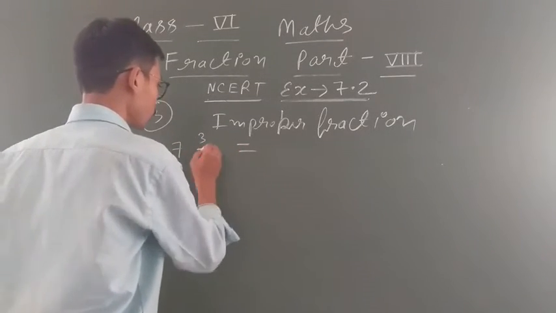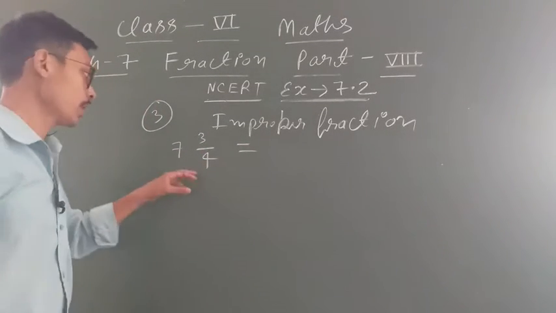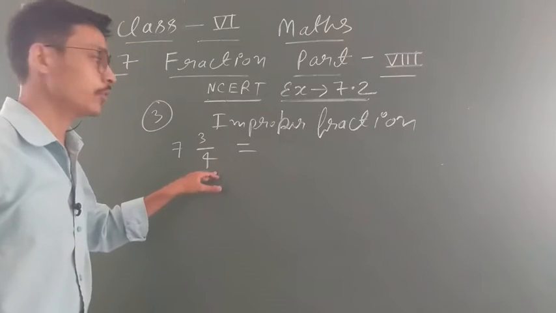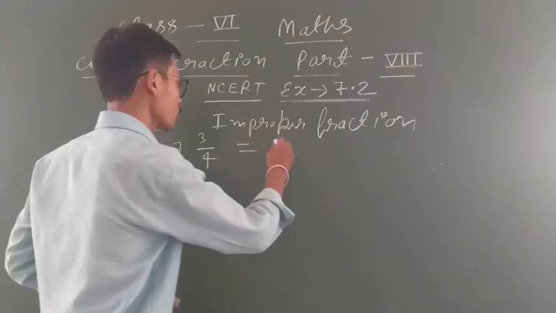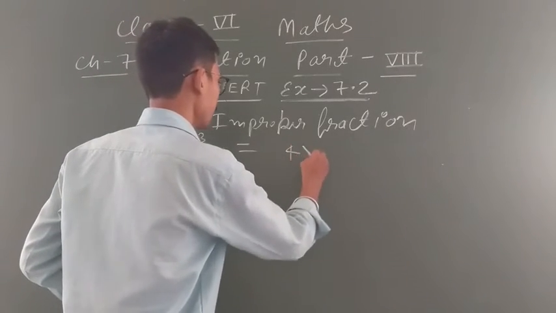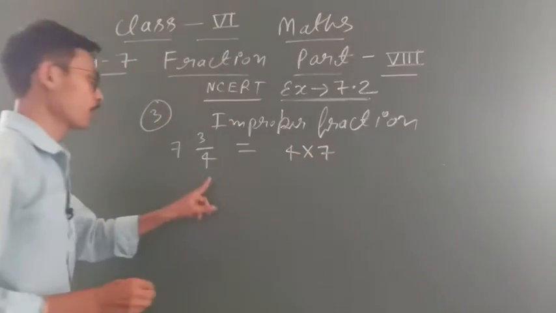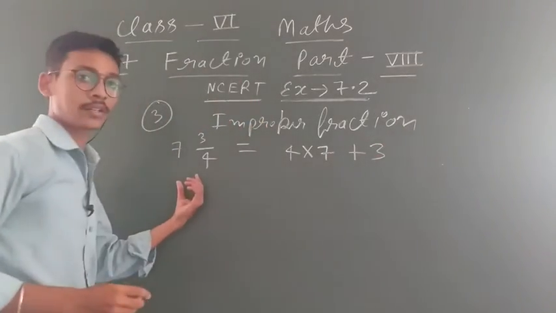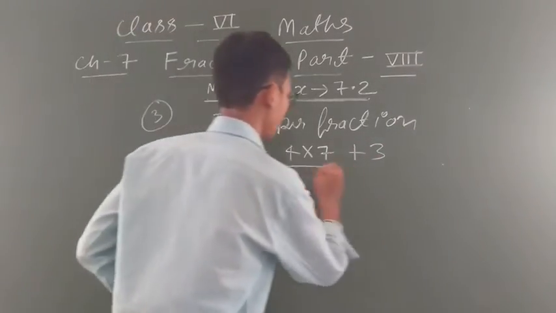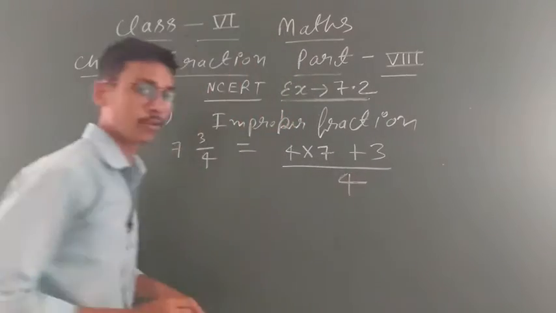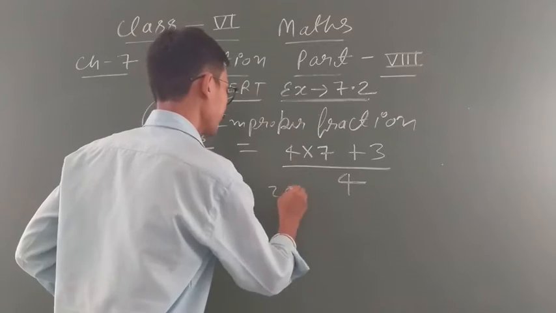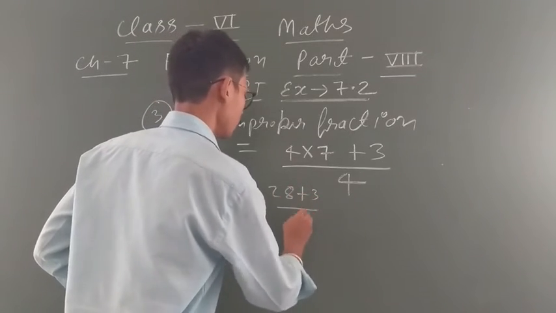Okay, student, so you know the rule. You have to multiply the whole number by the denominator and add the numerator. So how to do it, student? 4 multiplied by 7 plus 3, because 3 is the numerator, upon 4, you will write down 4. Is that clear? It will become 4 7s are 28 plus 3 upon 4.